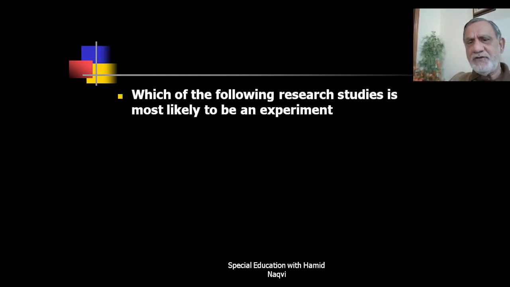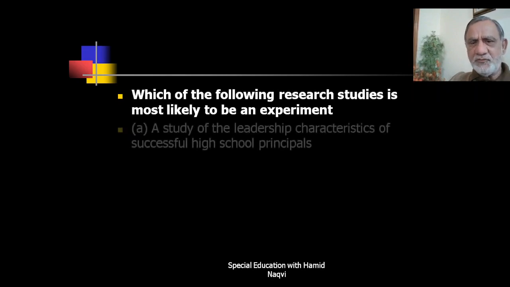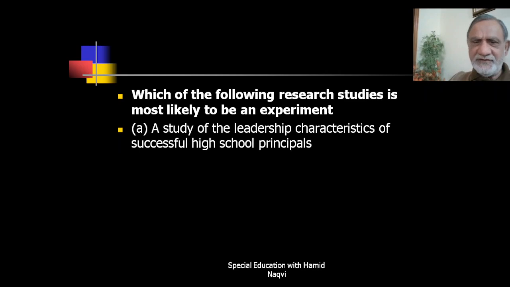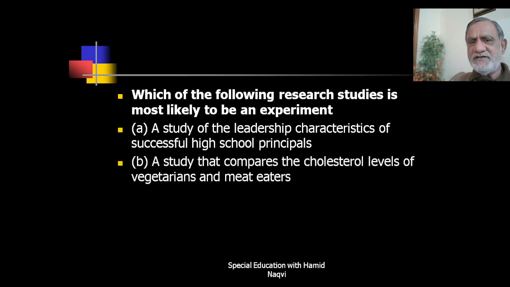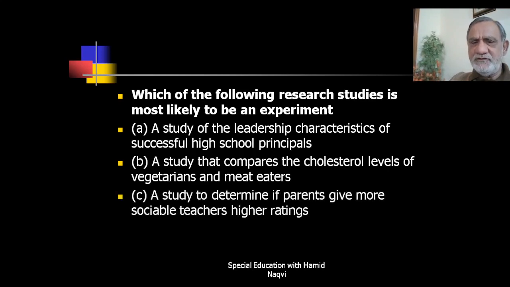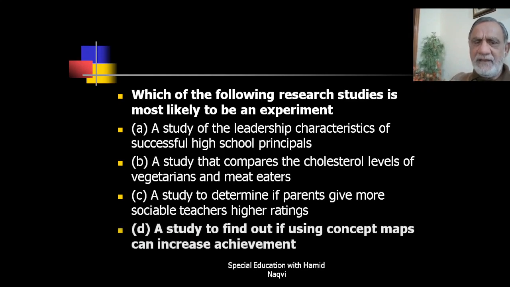Next is which of the following research studies is most likely to be an experiment. Number one is a study of the leadership characteristics of successful high school principals, a study that compares the cholesterol levels of vegetarians and meat eaters, a study to determine if parents give more sociable teachers high ratings, and a study to find out if using concept maps can increase achievement. Last one is the correct answer, that is a study to find out if using concept maps can increase achievement.